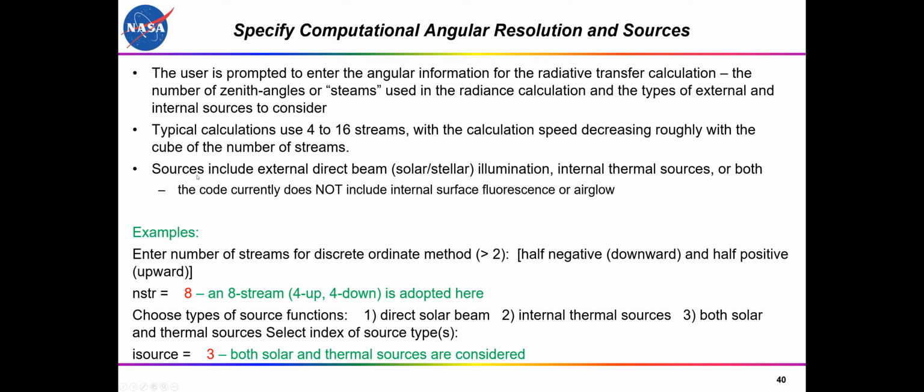Let's see. You have to tell it whether or not you're going to turn the sun on. Is it night or day? Are you going to include a solar or stellar external direct illumination? Then you have to tell it whether or not you're going to include thermal sources. You can turn off all thermal sources or turn them on. The code does not currently include internal surface fluorescence or air glow of any kind.